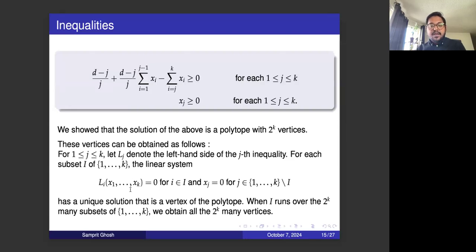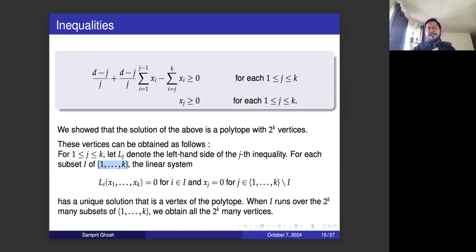So we are choosing whatever subset I we took of 1 through k. For elements in I, we are taking those inequalities, and for j that's not in I, we are taking xj equal to 0. So we are taking a bunch of the first inequalities and a bunch of the second inequalities. And it turns out that no matter what subset I of 1 through k you choose, their intersection has a unique solution.